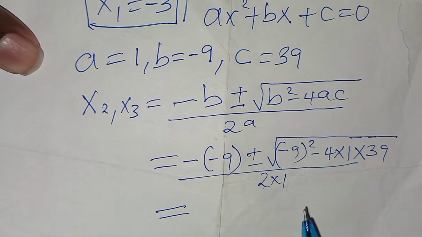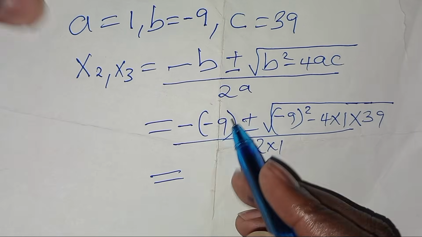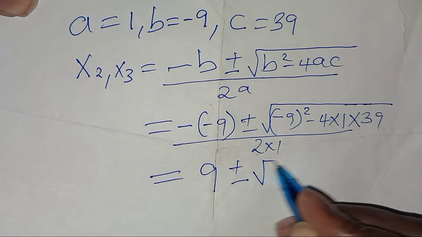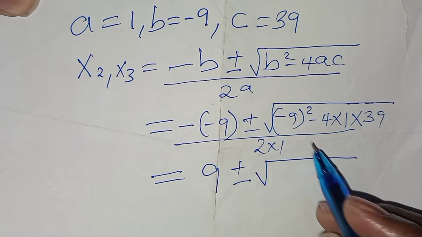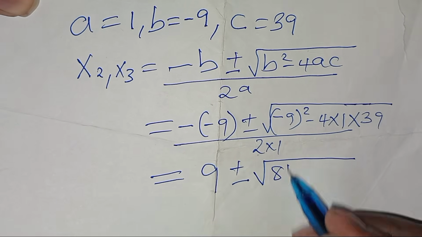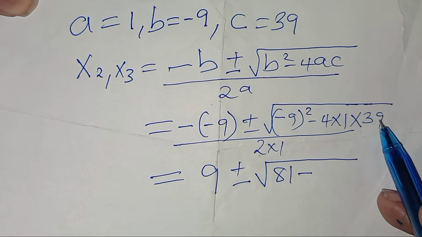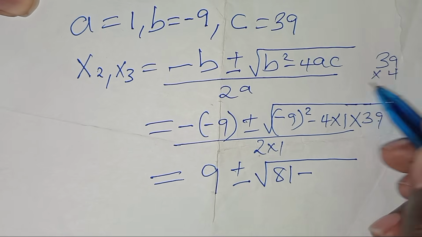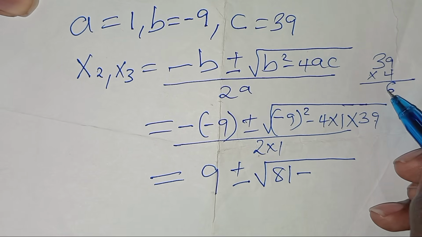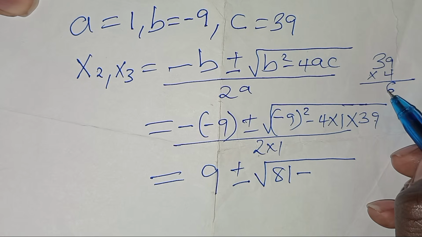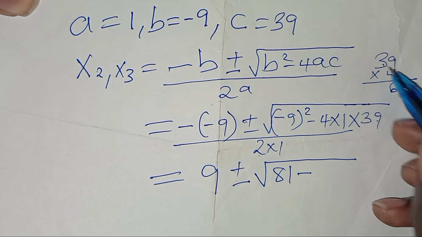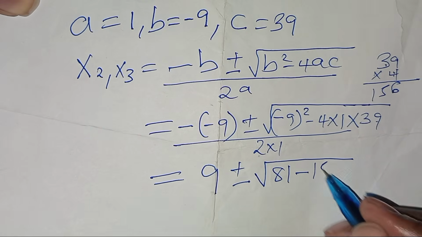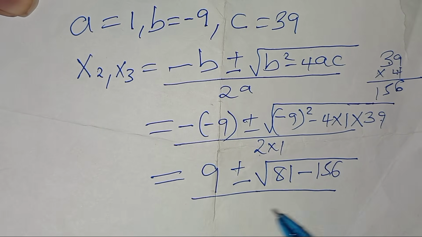So this follows that we'll have negative times -9, this is 9, plus or minus. Now we have the square root of -9 squared, which is 81. Subtract 39 times 4, that is 39 times 4. So this is the 6, carry 3. 4 times 3, 12, plus 3, that is 156. All this divided by 2.